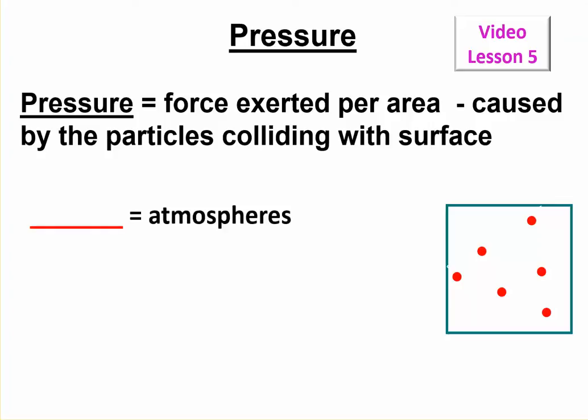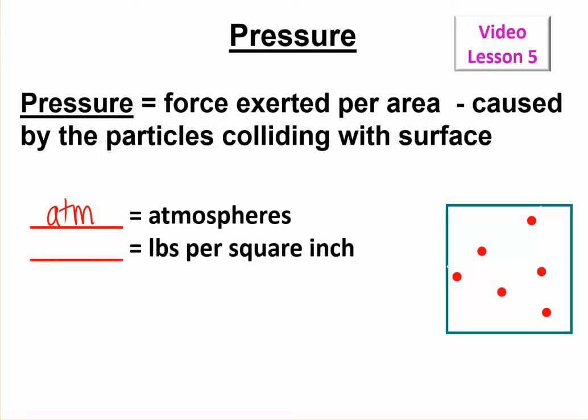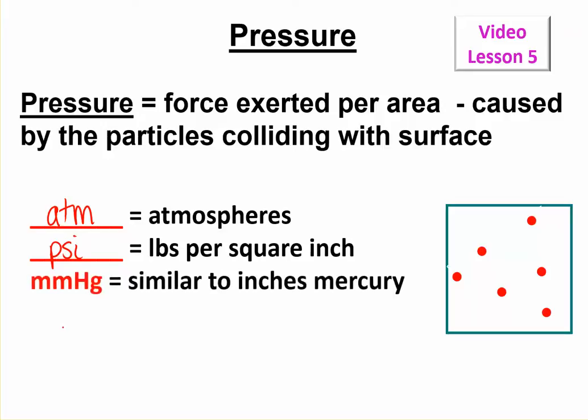There are some different units we use for pressure. We abbreviate atmospheres, ATM. 1 atmosphere is about the pressure of the atmosphere. Of course, it varies a little bit each day, depending on the weather. Pounds per square inch, PSI, is another common unit, an English unit. Millimeters of mercury is similar to inches of mercury that you hear on the weather on TV. Just a different unit of distance.